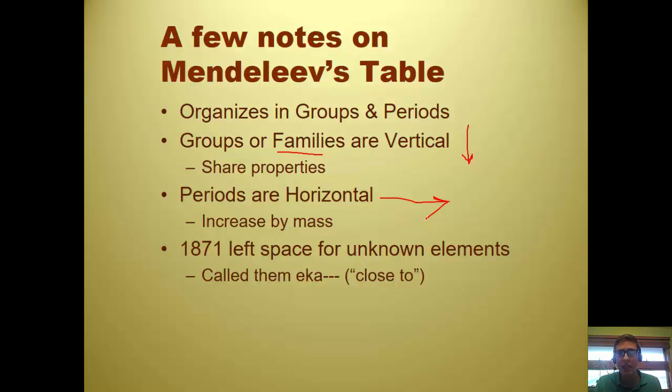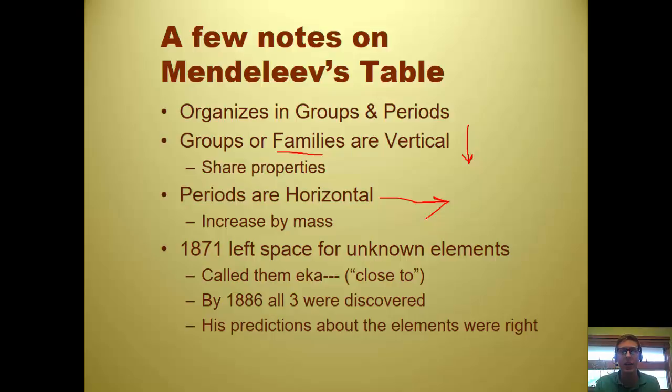He called them ekas, which means close to, and by 1886, all three had been discovered. He was absolutely right with his predictions. This is why we make hypotheses, use data, make hypotheses, because they need to be tested out later. That's what he did. Mendeleev was the man.